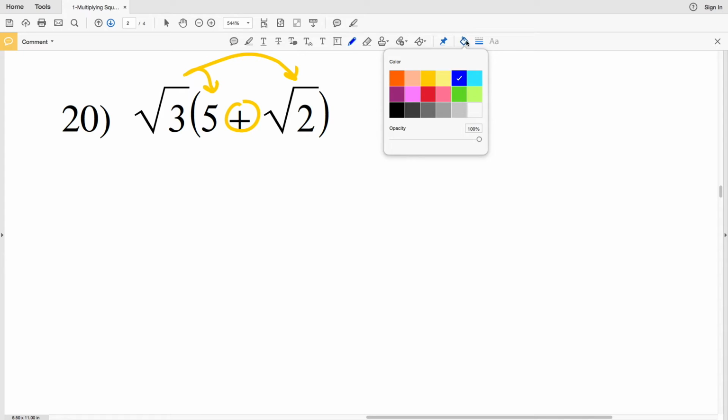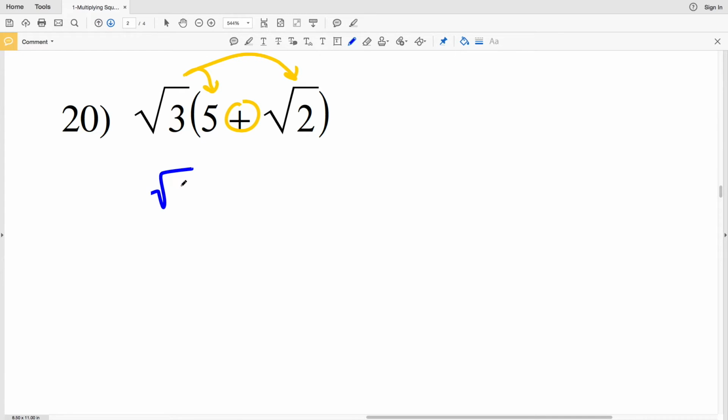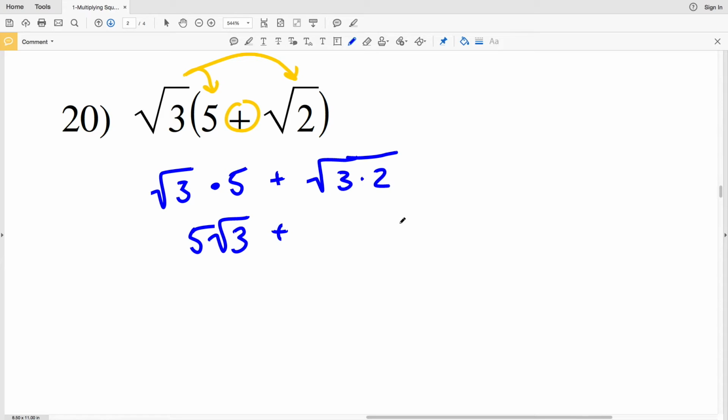The square root of 3 times 5 plus the square root of 3 times the square root of 2, which is the square root of 3 times 2. We can rewrite this as 5 times the square root of 3 plus the square root of 3 times 2 is the square root of 6.